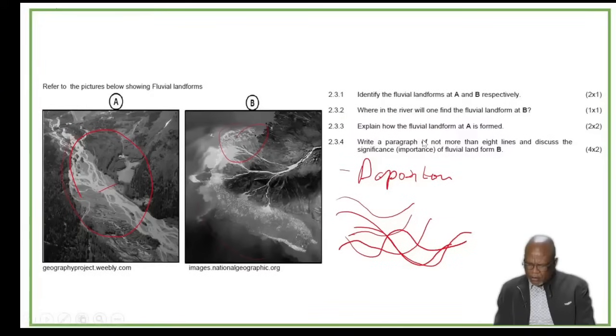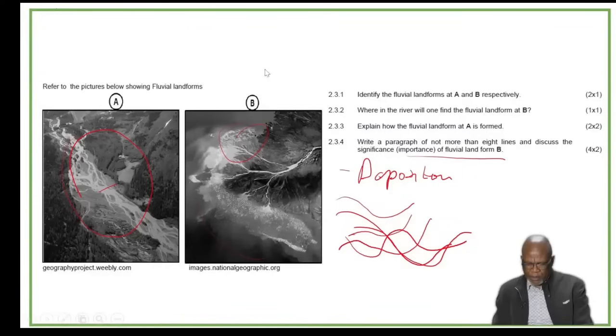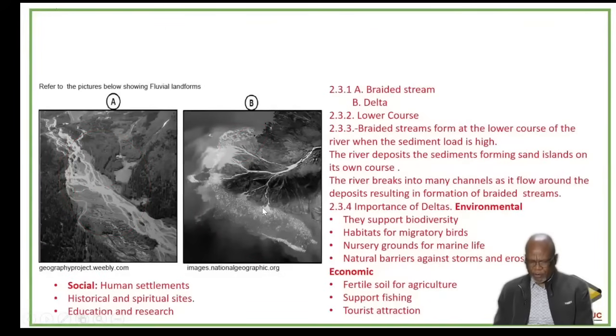And then write a paragraph of not more than 8 lines and discuss the significance or the importance of the fluvial landform at B. What is the fluvial landform at B? There's a number of importance of this, and now some of the factors, we can look at them as economic importance, you can look at them as social importance, and can also look at them as environmental importance.